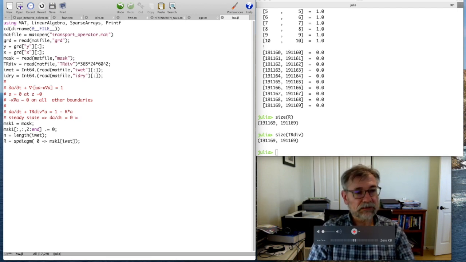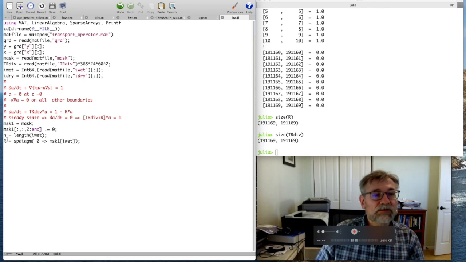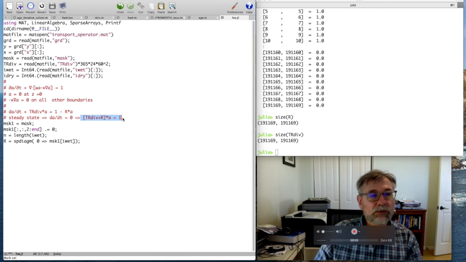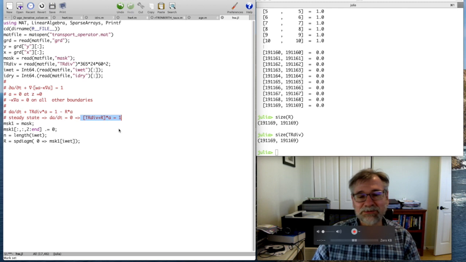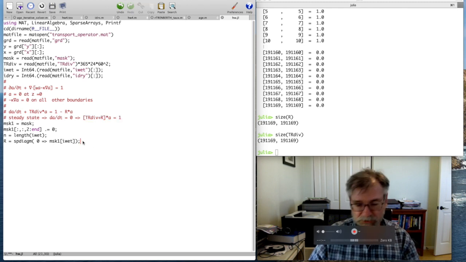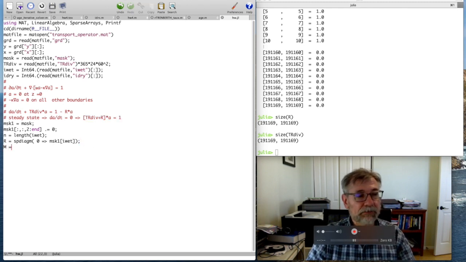That means that trdiv plus R times A is equal to 1. So if we want to find the age at equilibrium, we're going to solve this system of linear equations. There's going to be 191,169 equations in the same number of unknowns. That seems overwhelming to try to solve, but the computer has no problem doing it in a few seconds. So we're going to create the matrix M, which is trdiv plus R.